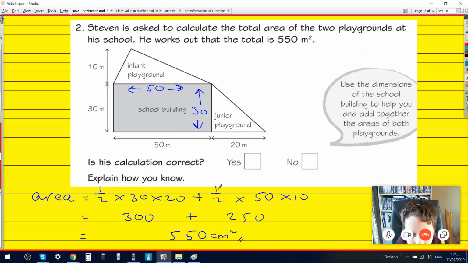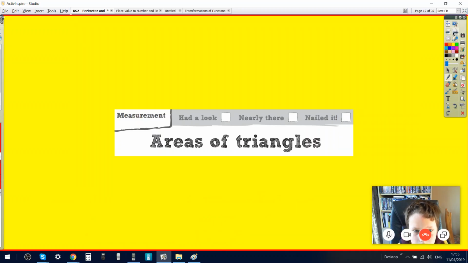Well, no, because the numbers are the same, but it's just the centimeters and meters that I'm concerned about. Oh, sorry, I wrote centimeters. It's meters. Oh, so he is correct. So he's correct. My mistake.